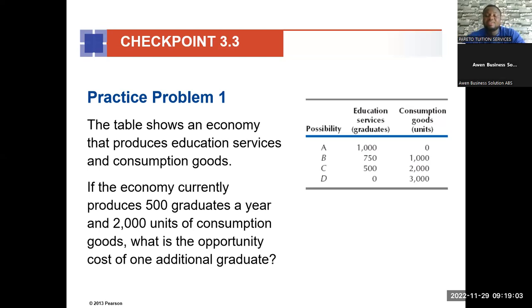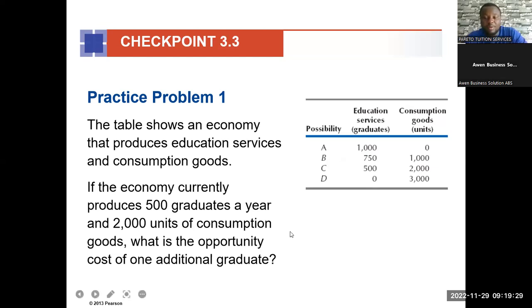So it's educational services that we want to increase. Let's move from C to B and find the opportunity cost. If you move from C to B, the increase will be 750 minus 500, which is 250. So educational services will increase by 250, and consumption goods will decrease by 1,000, from 2,000 to 1,000. A decrease of 1,000. Is that okay? A decrease of 1,000.